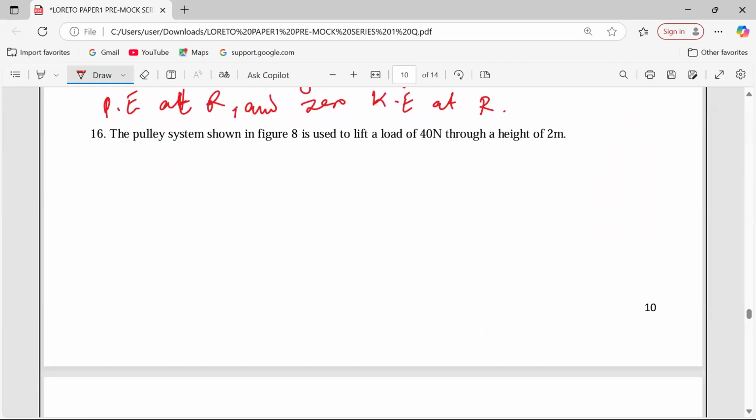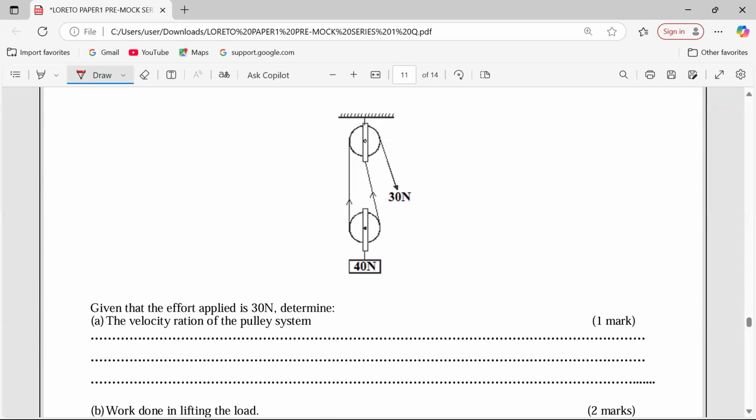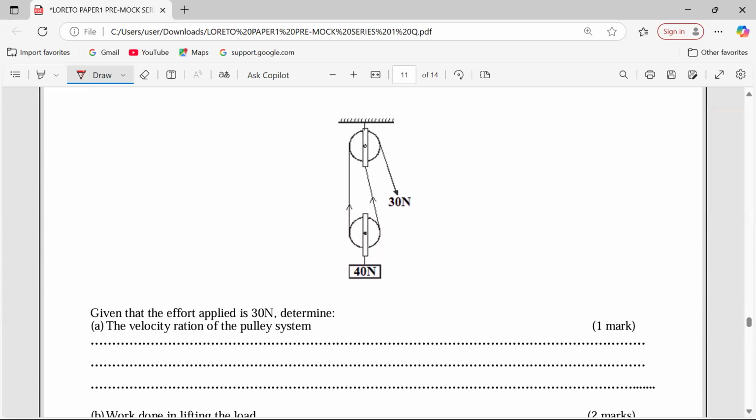The pulley system shown in figure 8 is used to lift a load of 40 newtons through a height of 2 meters. Very sensitive for you to underline some statements that you continue learning. So the pulley system here can be seen. Given that the effort applied is 30 newton, determine part A, the velocity ratio of the pulley system.